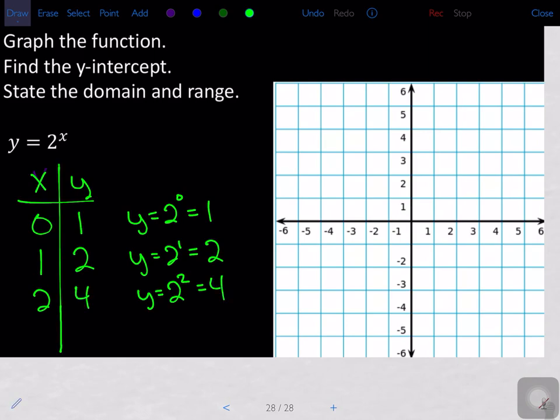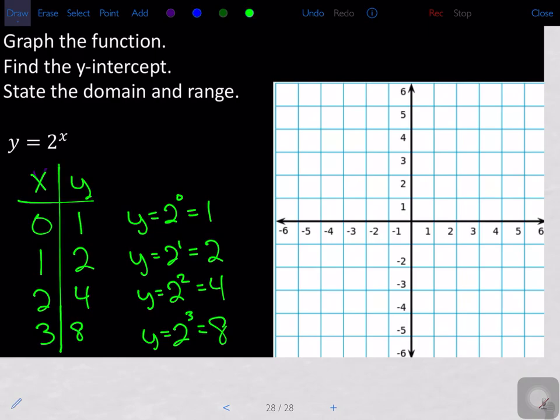Okay. Now let's go ahead and see what happens. Let's go out one more. X equals 3. So y equals 2 raised to the third power, and 2 cubed is 8. And so I'm going to stop right there, and let's put these points on our coordinate plane here.